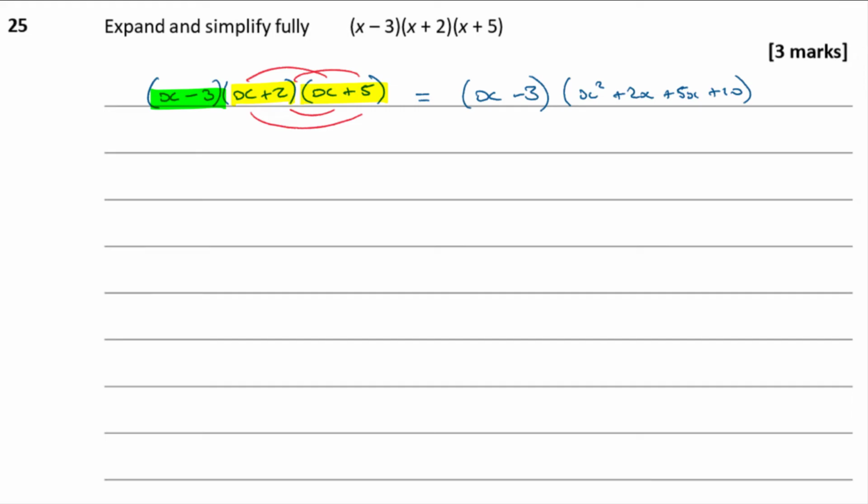Now note I've just got a couple of terms in x in the middle, so before we do anything else, I'm just going to tidy those up and make that x squared plus 7x plus 10. Okay, now we're ready to go again.